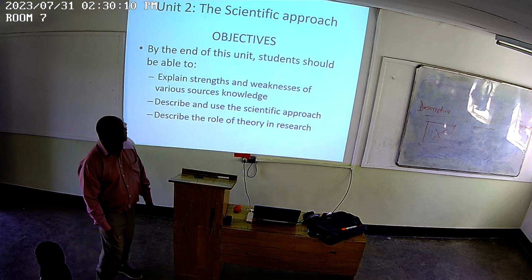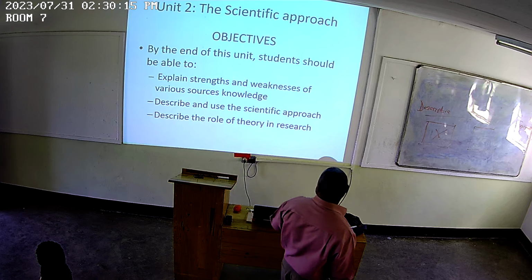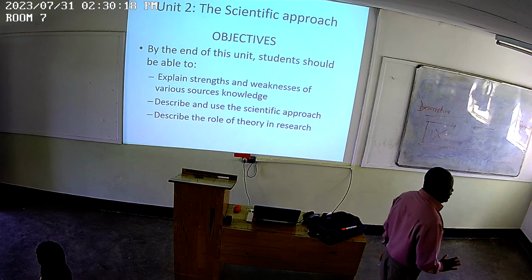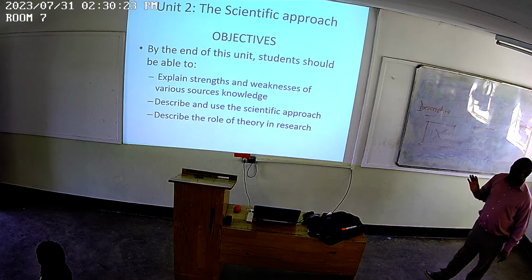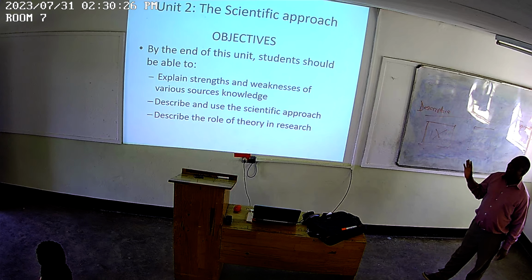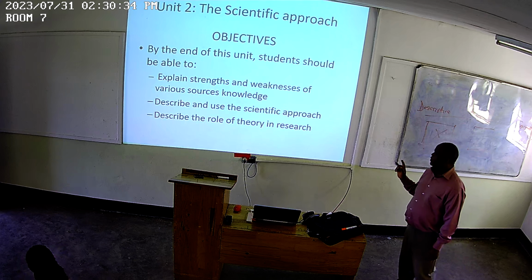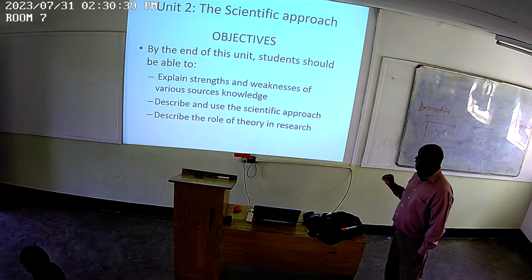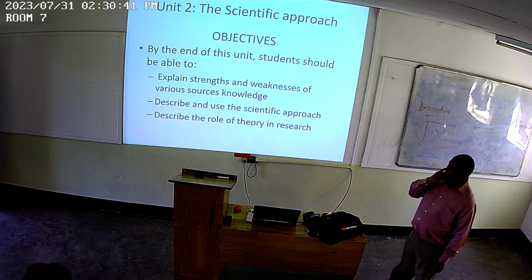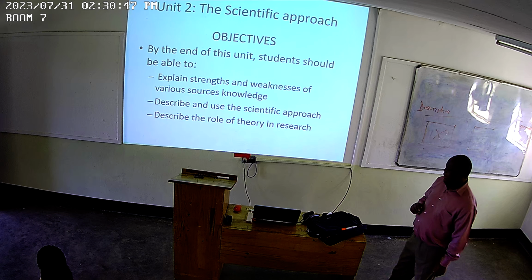Science. And in this approach, we should be able to describe various sources of knowledge. And in that description, we should be able to assess the strengths and the weaknesses of those sources of knowledge. We should be able to define what the scientific approach is. We should also be able to talk about theory. When people talk about a theory, what do they mean?